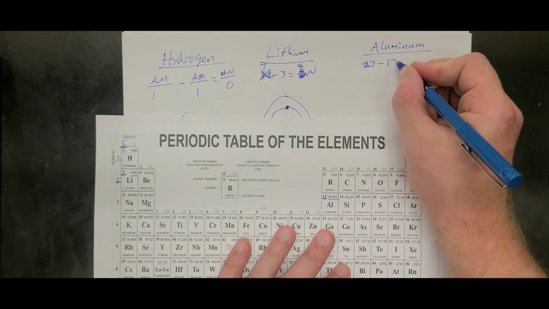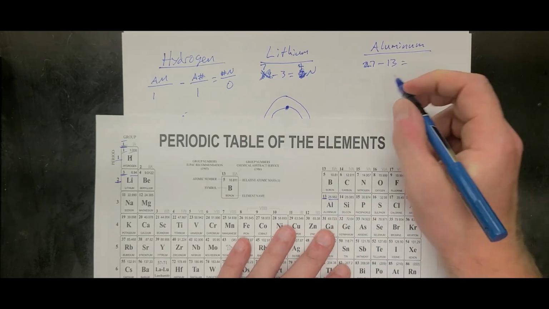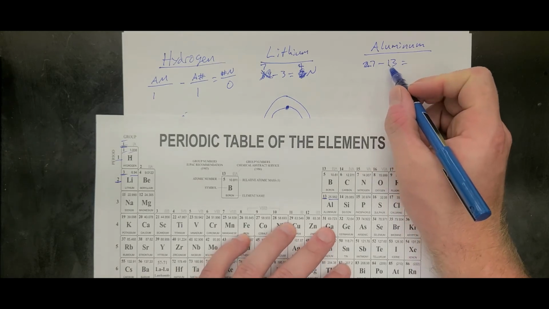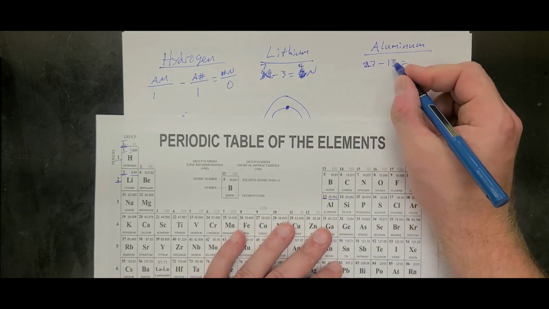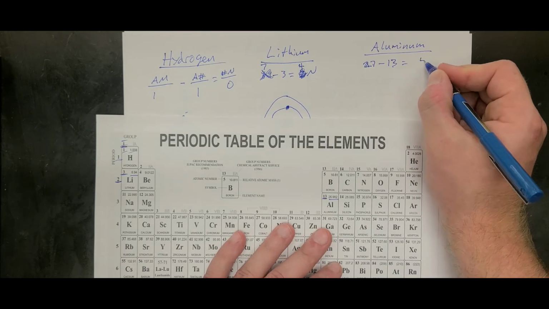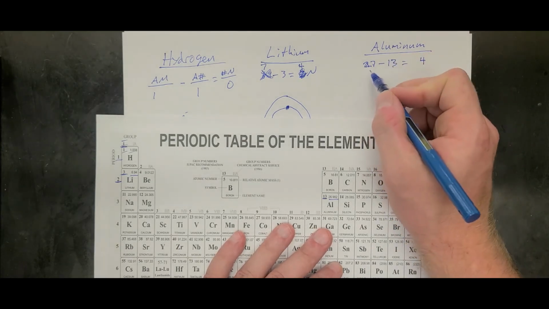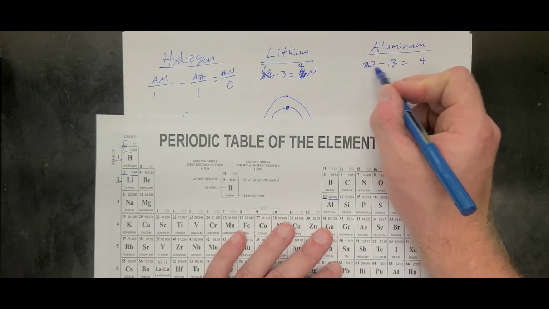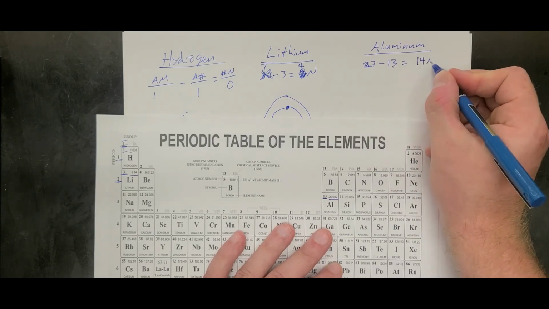13 is the atomic number for protons, and we go 27 minus 13, so that's gonna, let's get this right this time, 7, 6, 5, 4, so that'll be 4. I know I could probably do this in my head, but let's not do that. 2 minus 1, so we got 14 neutrons.